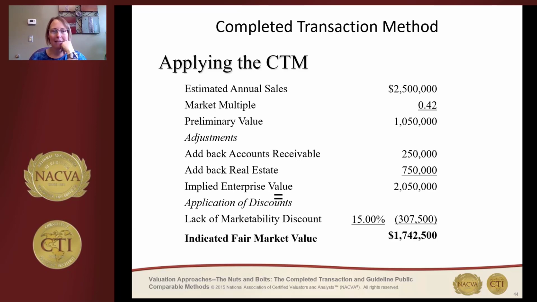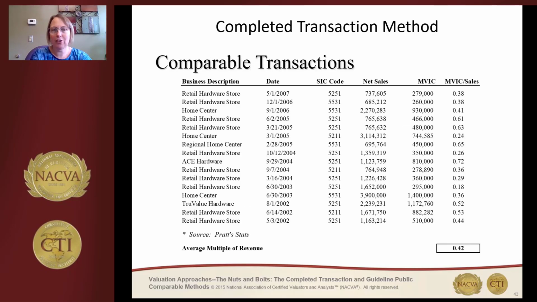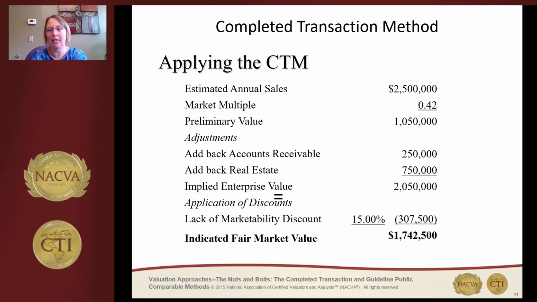So hopefully that makes sense to everybody. How did we get our database? How did we select our transactions? And then we downloaded our transactions and took an average of something that made sense. Here's MVIC, market value of invested capital to sales. And then we applied this to our company, the 0.42 times our annual sales. And then we added back non-operating assets and we took a marketability discount. So that's the completed transaction method.